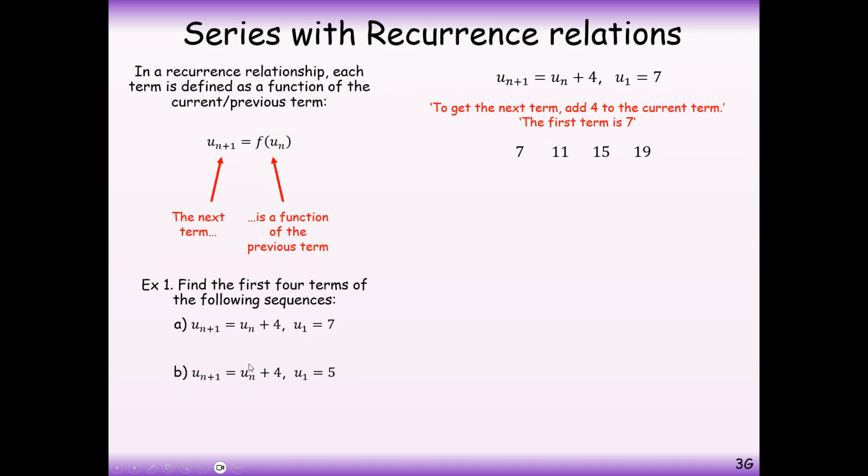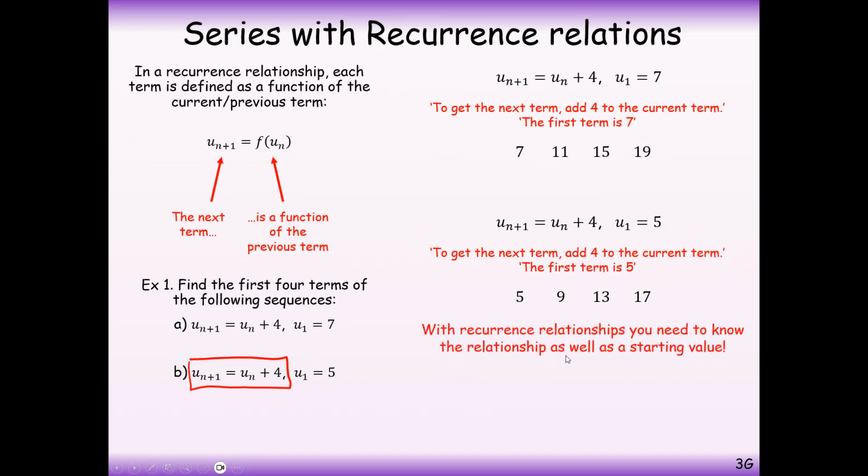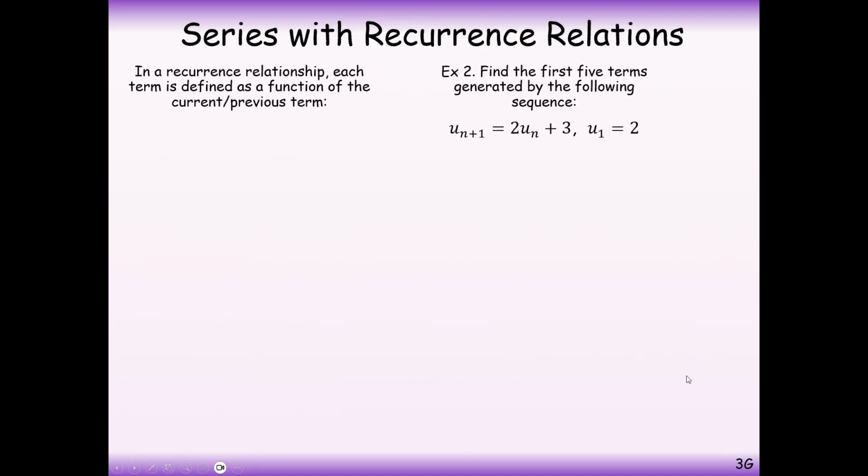So when you substitute 5 into this formula, you will have the second term as 5 plus 4. So if we write 5, 9, and 9 plus 4 again gives us 13, and 13 plus 4 again will give us 17. It's quite simple, isn't it? But don't be fooled, they're not always so simple. Just remember, with recurrence relations, you need to know the relationship and also the starting value. So have a look at this problem, have a go at it, and then compare your answer with me.